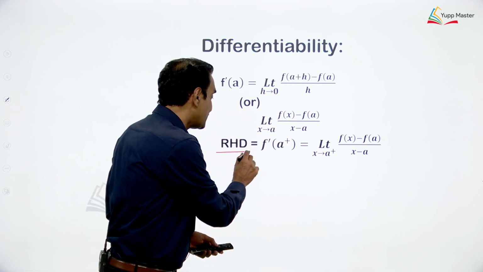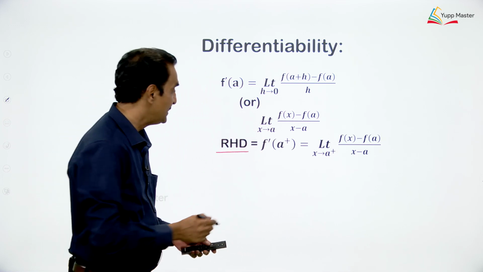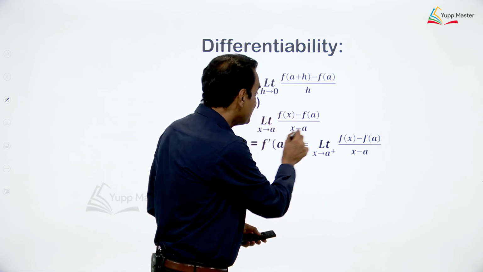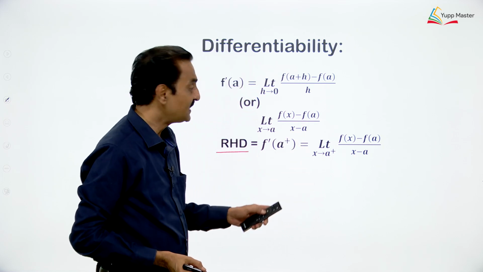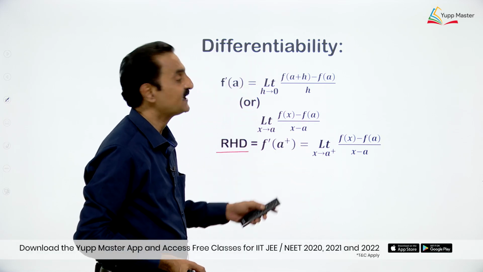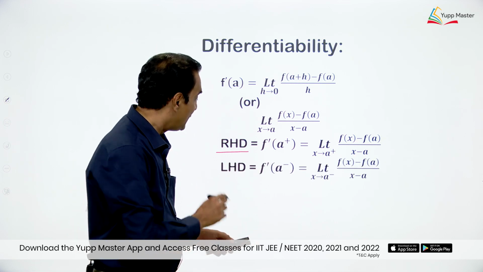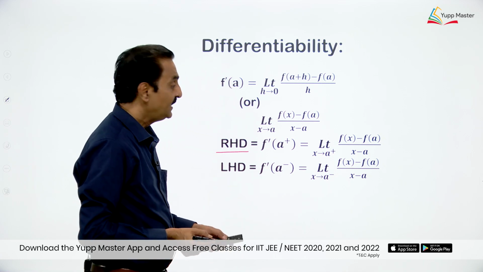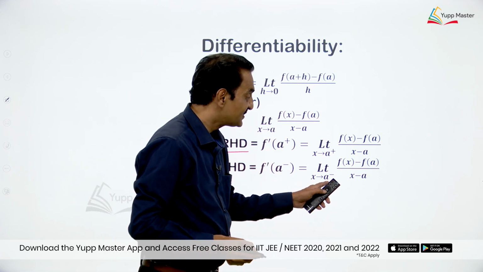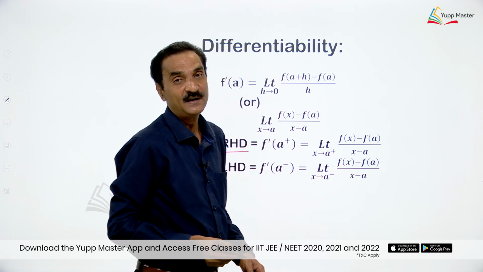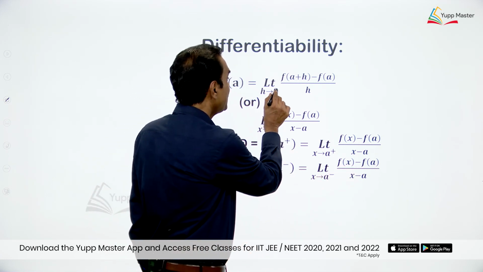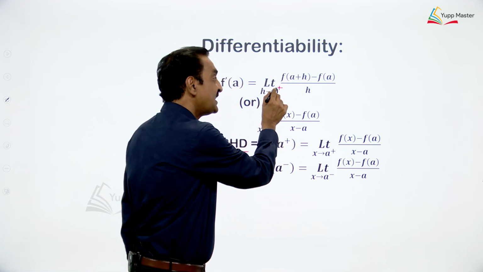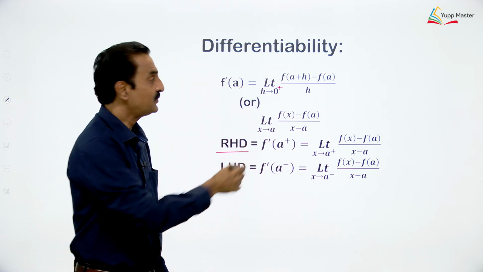Now, the right hand derivative of the function at x is equal to a is denoted by f dash a plus. It is the right hand limit, limit as x tends to a plus of f of x minus f of a by x minus a. Similarly, the left hand derivative at x is equal to a is f dash a minus, which is equal to limit as x tends to a minus of f of x minus f of a by x minus a, or we can take h tends to 0 plus for the right hand derivative and h tends to 0 minus for the left hand derivative in this formula.